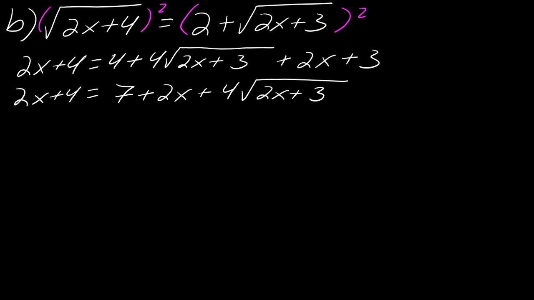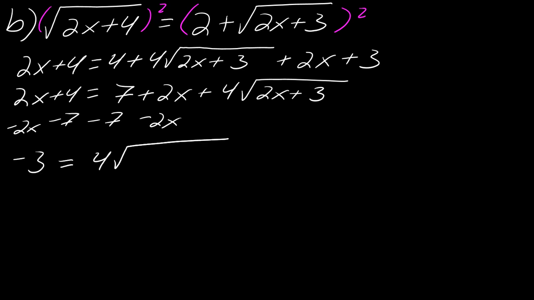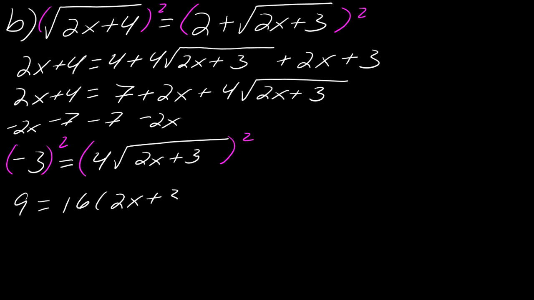So let's go ahead and isolate the radical. So I'll subtract off the 2x, and I'll subtract off the 7. So now I get negative 3 equals 4 times the square root of 2x plus 3. So now I'm going to once again square both sides. This time I don't have to FOIL. So this gives me 9 equals 16 times 2x plus 3.